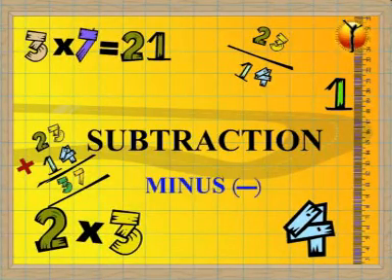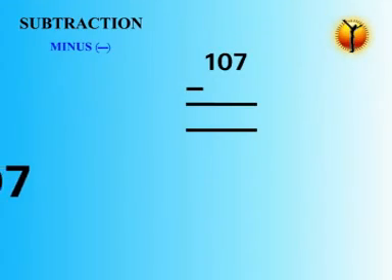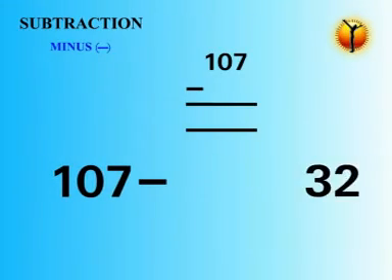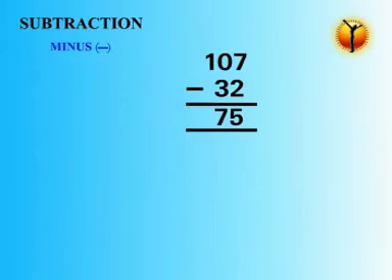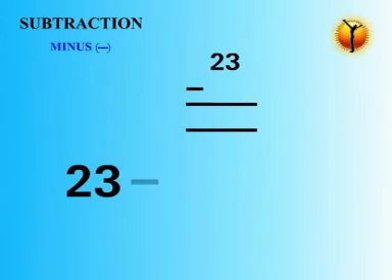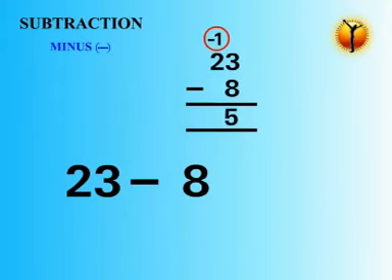Subtraction. 107 minus 32 is equal to 75. 23 minus 8 is equal to 15.